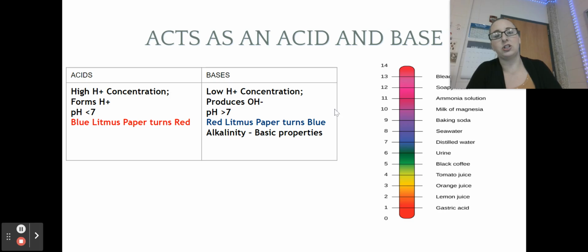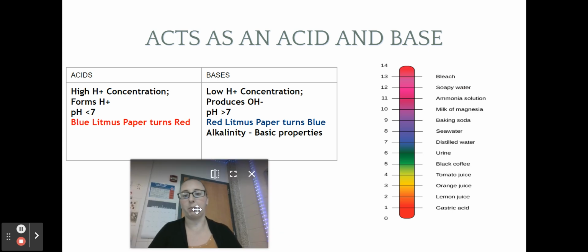So any pH that's over 7, so here, from 7 all the way up to 14, is going to be stuff that's basic. This is what we call alkalinity, alkaline, and that's because anything that is alkaline will have basic properties. Not basic like she's basic, but basic like the substance.